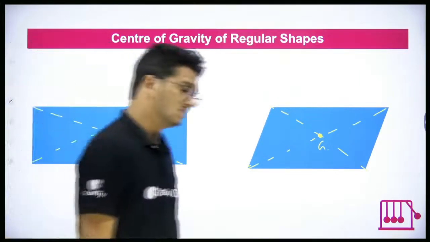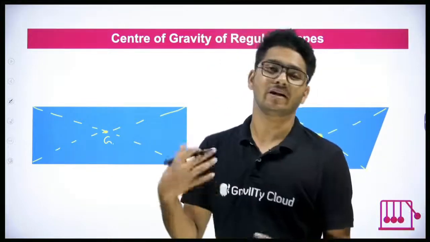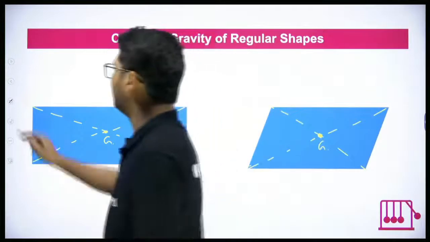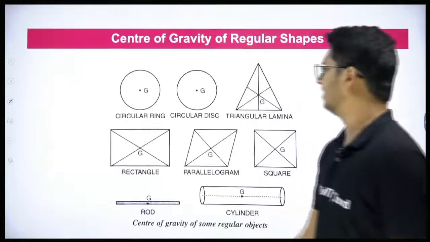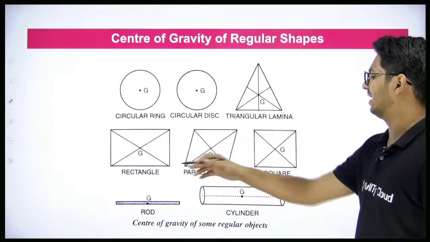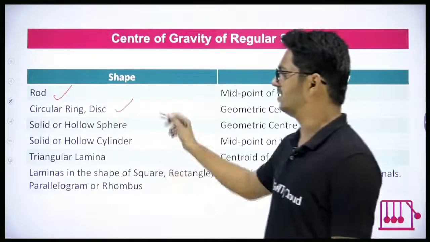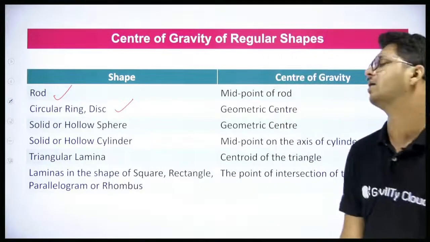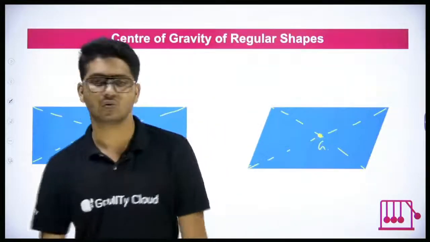So how did we get this? Is there any method to derive it? There are methods to derive it. There are experimental methods to find them. There are many other methods. But for now, please just remember them. The shapes are given here: ring, disc, lamina, rectangle, parallelogram, square, rod and cylinder. And all of them are discussed here also. You can go through them. Got it?